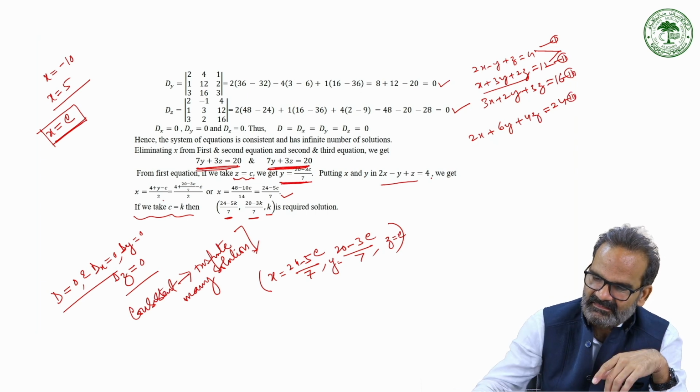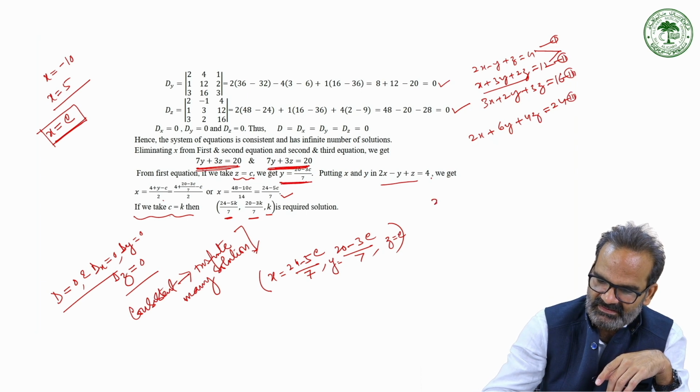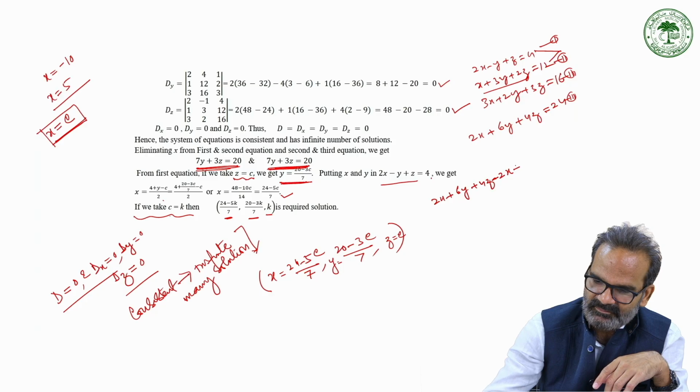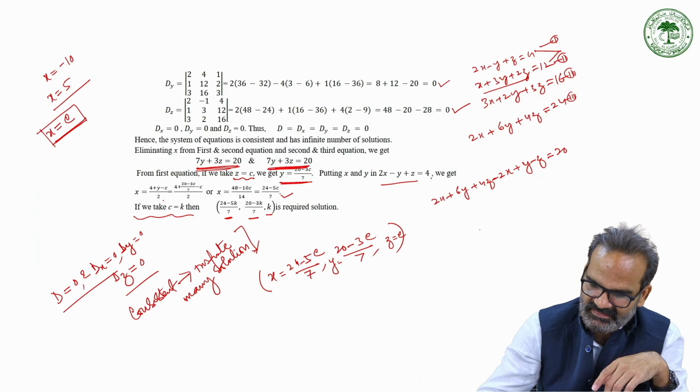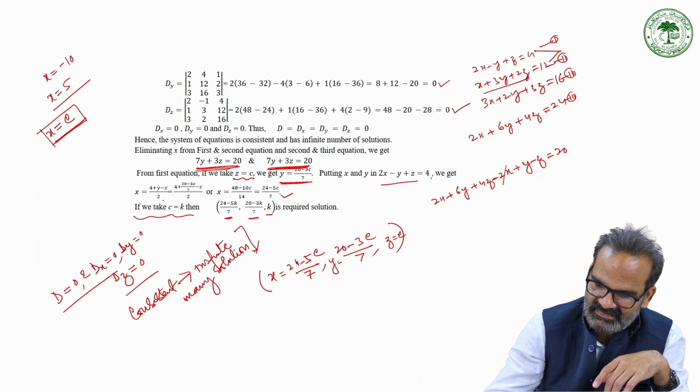Now subtract equation 1 from equation 3. So see, twice x plus 6y plus 4z minus twice x minus y plus z is equal to what? 24 minus 4, that is 20. What is left here? Twice x and twice x will cancel out. 6y plus y, that is 7y. 4z minus z, that is plus 3z, this is equal to 20.